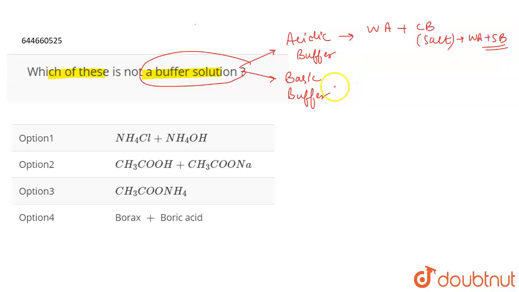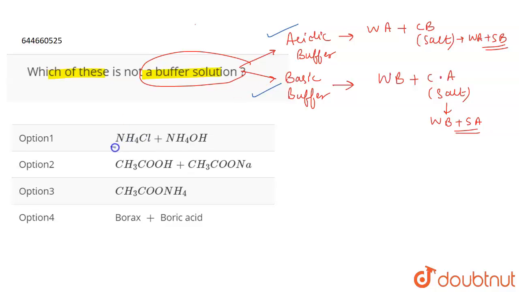right? Whereas if we talk about basic buffer, then it is a combination of weak base and its conjugate acid, right? Which is again a salt of its conjugate acid of this base, right? So this salt is formed by the combination of a weak base and a strong acid, right? So this is how we divide the buffer solutions into acidic buffer and the basic buffer. So in these, you have to identify the one which is not a buffer solution.